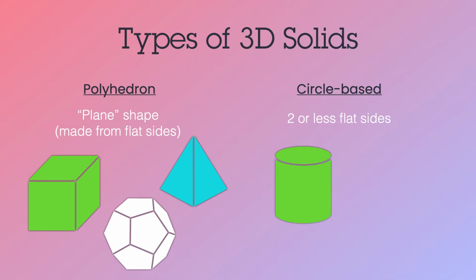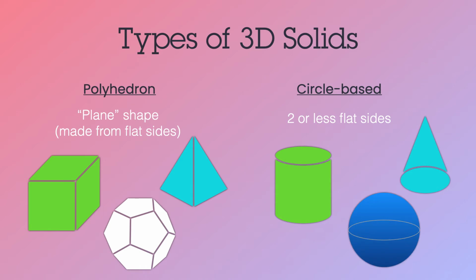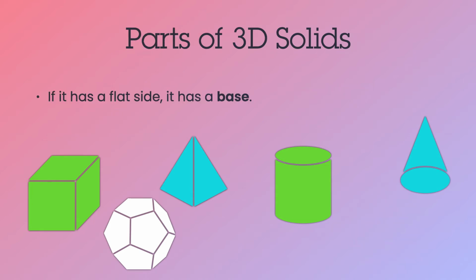So there's a cylinder. While you can see the one flat circle on top, there's also one on the bottom. Imagine a soup can. There's a cone, so there's a flat circle at the bottom. But then a sphere, it's still a circle-based 3D solid, but it has no flat sides. It's all curve.